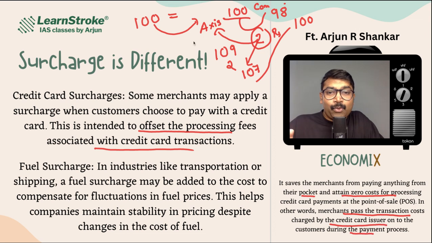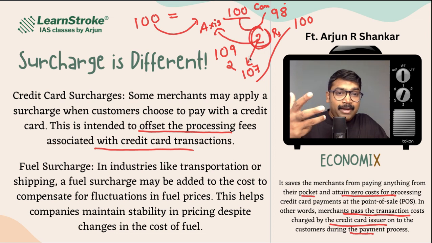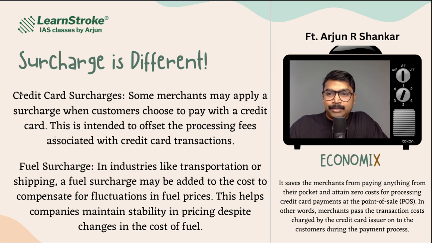So in this case, you know what happened? The platform fee of 2 rupees should be paid by the company, but the company is passing on, shifting that pain to the customer. Let the customer pay it. So this is the economics involved in this. I hope you got this point. And imagine there are many types. This is a credit card surcharge.